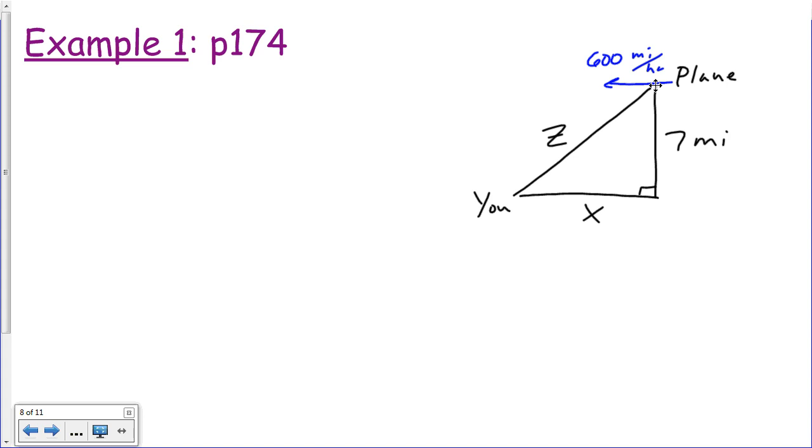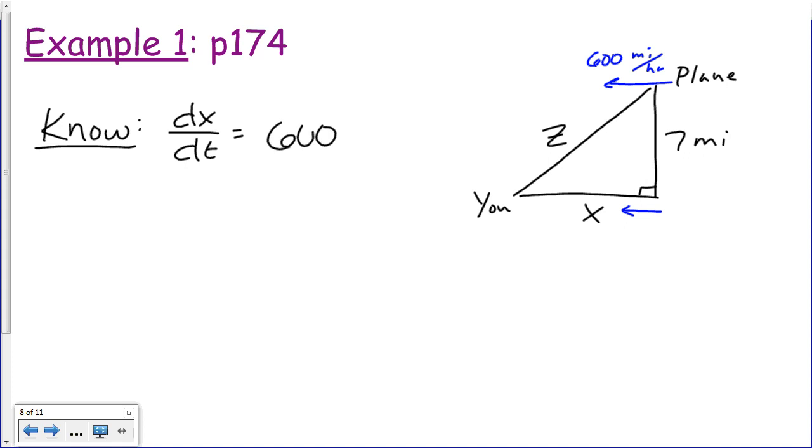Now again, if it's helpful to draw a picture, do so. That wasn't part of our guidelines, but in many problems you'll find that sketching a picture might help you out there. Still, we want to write down what we know and what we're trying to find. As far as what we know, they told us one rate. That was the 600 miles per hour. And you'll see that as our plane is moving closer towards us, that means that this distance x is changing at the exact same rate, because that's the plane's horizontal movement. So in other words, dx/dt is the rate that we know. The change in x with respect to time is the 600 miles per hour.